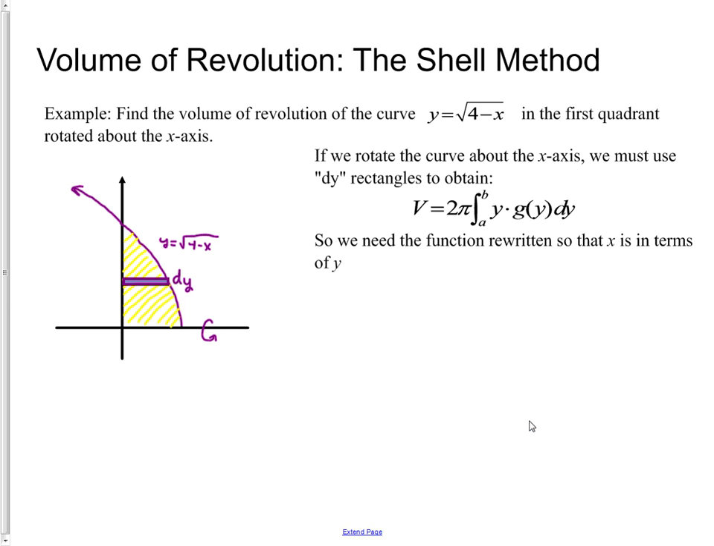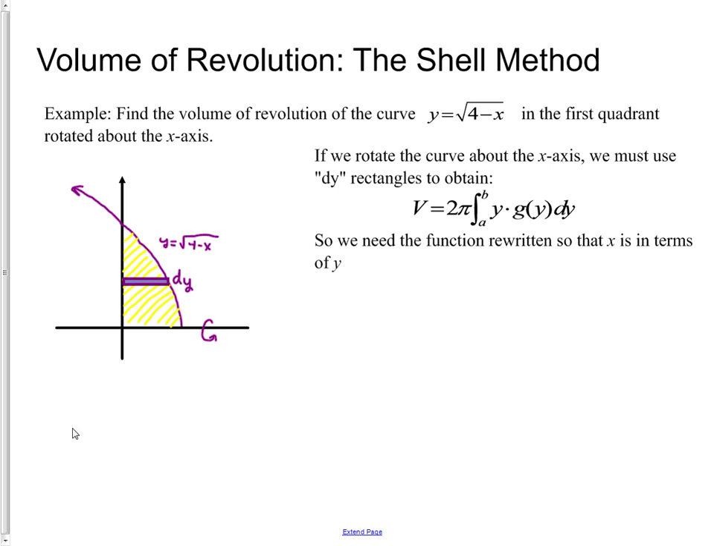Well, a good question is if we could do that about the y-axis, could we do it about the x-axis? And well, yes, absolutely we can. Here's an example. This time we've got the curve y equals square root of 4 minus x. And we want to take the area that is bound in the first quadrant and rotate it about the x-axis.